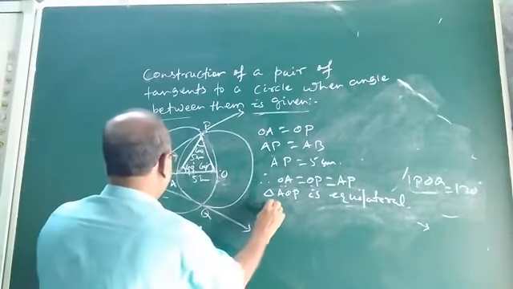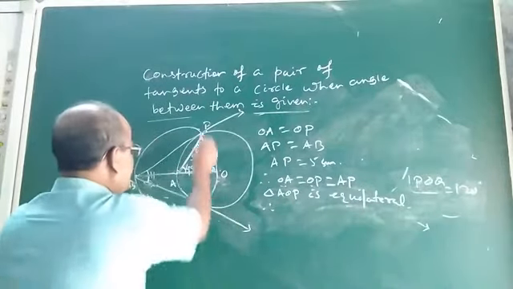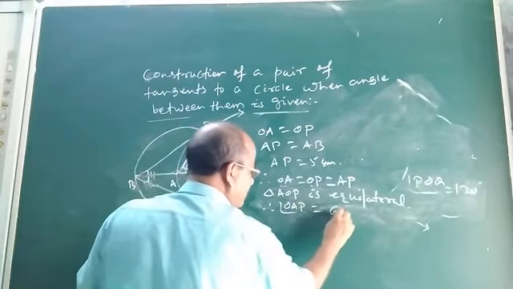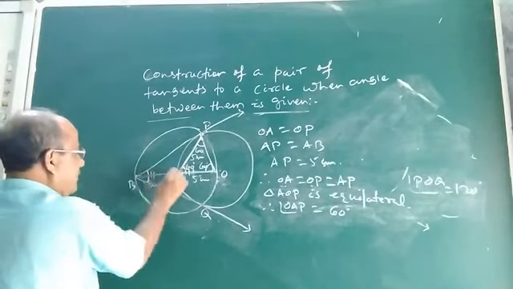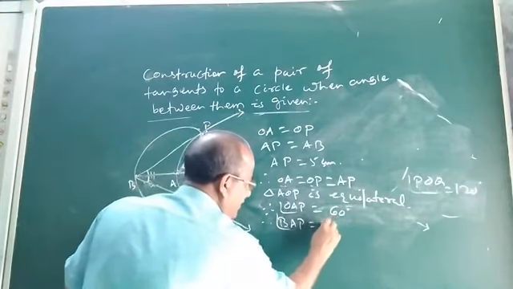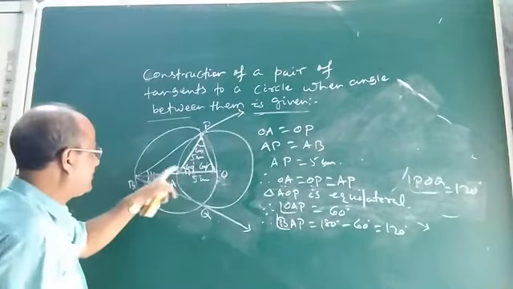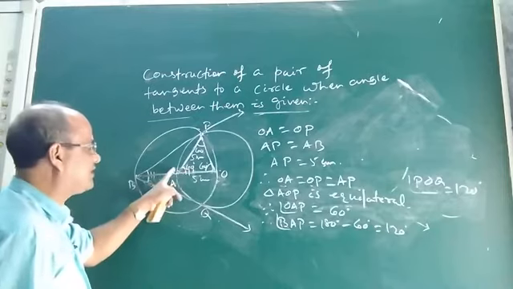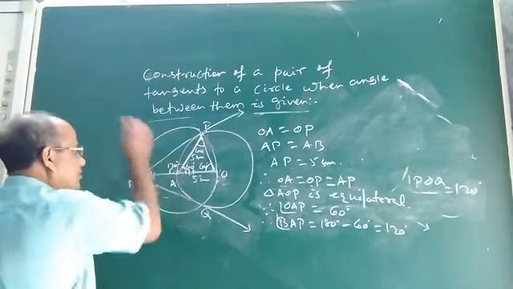Therefore, because the measure of each angle of an equilateral triangle is 60 degree, angle OAP is 60 degree. Now if angle AOP is 60 degree, then what will be angle BAP? Therefore, angle BAP will be 180 minus 60 because they form a linear pair. Angle 60 and angle BAP form a linear pair. So if this is 60 degree, this angle will be 120 degree.